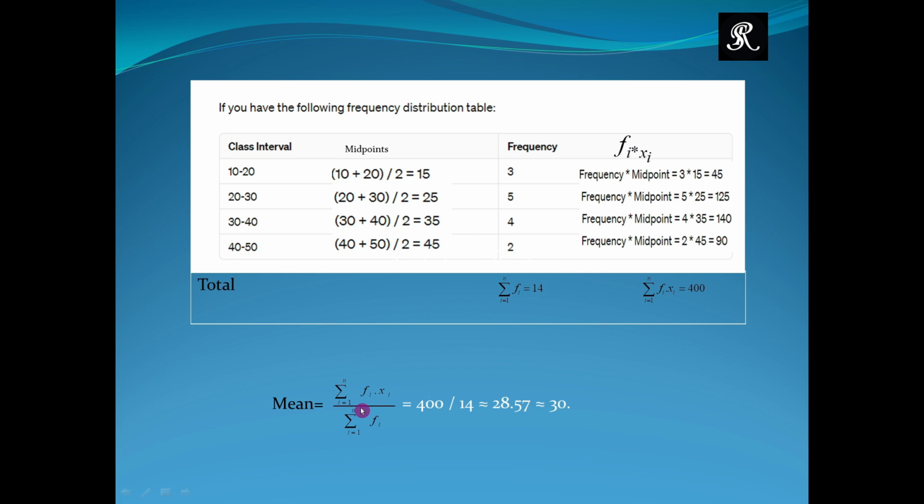In the formula, you need the sum of the product of frequencies and midpoints. So that is 400. You have to sum up all these values. And in the denominator, you are required to sum up all the frequencies. That is 14. And you will get here 30.